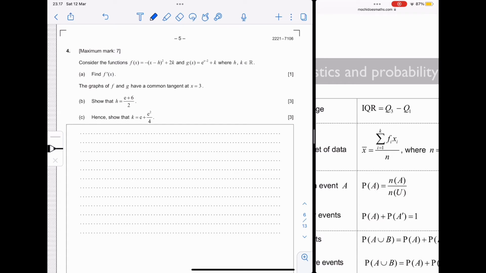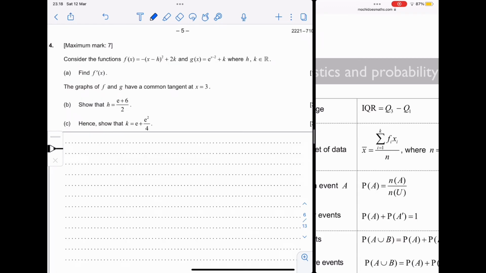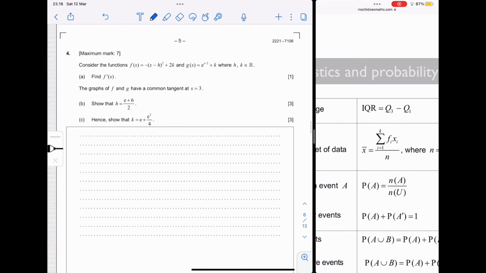4 will be our last questions here, I guess. Consider the functions. Find the derivative of f. I'll use chain rule. Hope you know what chain rule is. If you don't know what it is, then contact me. Maybe you need a tutor.